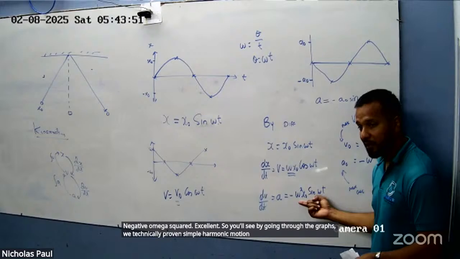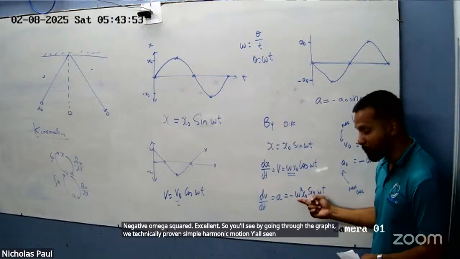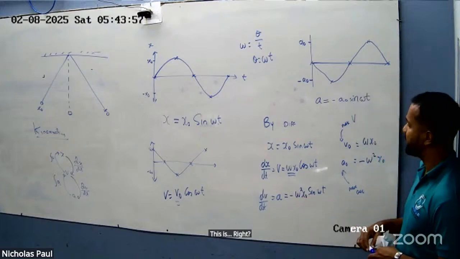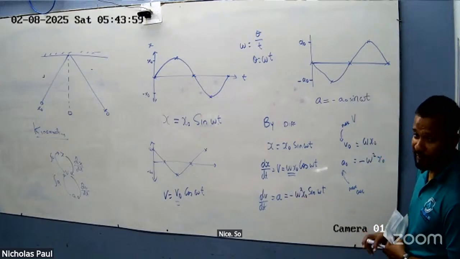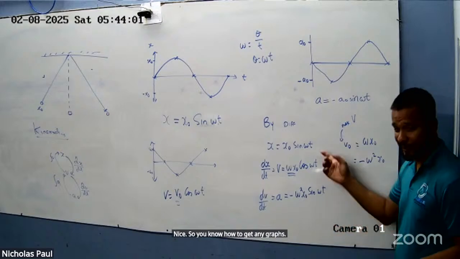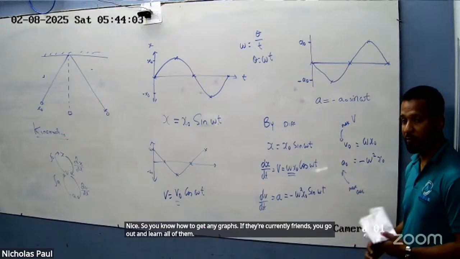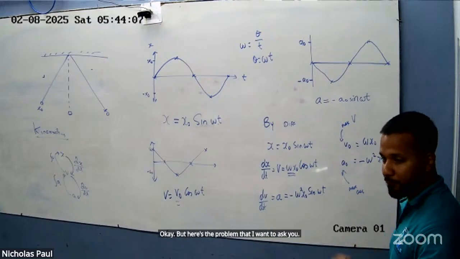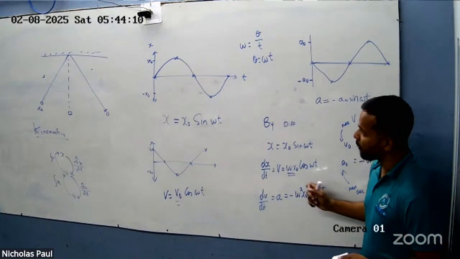You're seeing that? Remember, we said for simple harmonic motion, this is A, right? Nice. So you know how to get the graphs. If you can't differentiate, you want to learn all of them. Okay? But here's the problem. I want to ask you. Dylan, we have a slight problem.